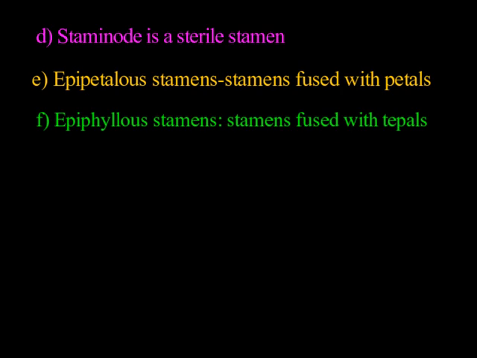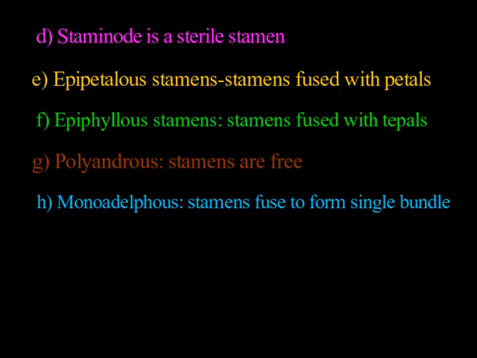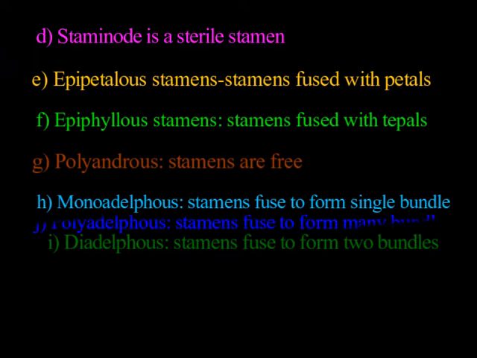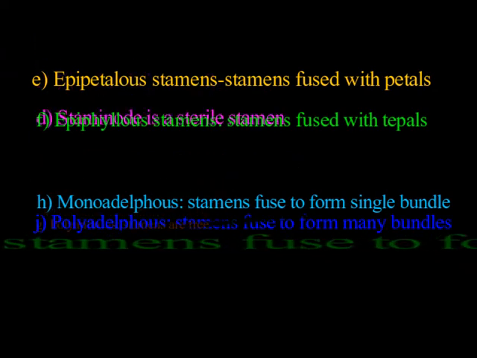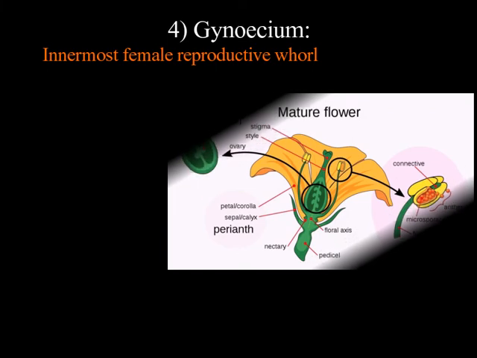The stamens are classified into types on the basis of whether they are fused or free, as polyandrous, in which stamens are free; monoadelphous, in which stamens form a single bundle, for example in China rose; diadelphous, that is stamens are united to form two bundles, for example in pea; polyadelphous, that is stamens form more than two bundles, for example in citrus. Gynoecium is the innermost female reproductive whorl of the flower.